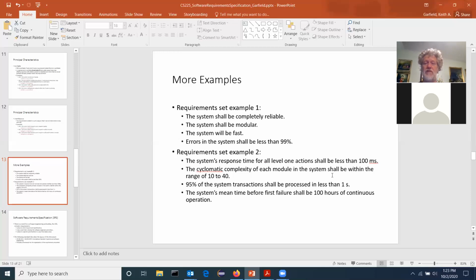Same with modular. It shall be modular. Well, it's object-oriented design. Must be modular. No, there's actually measurements for how modular your object-oriented design is. So you have to put these things in.